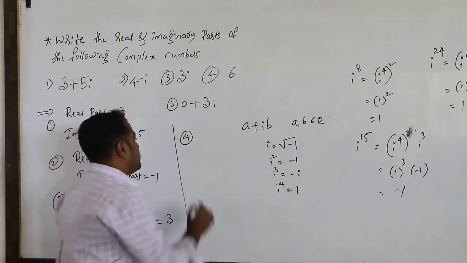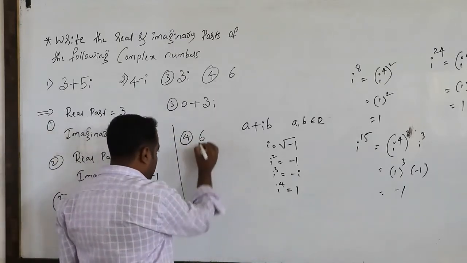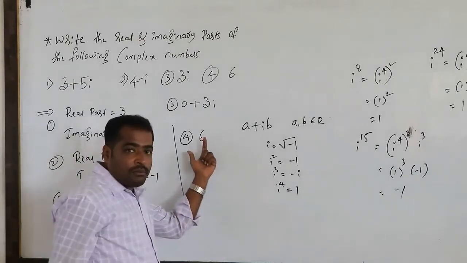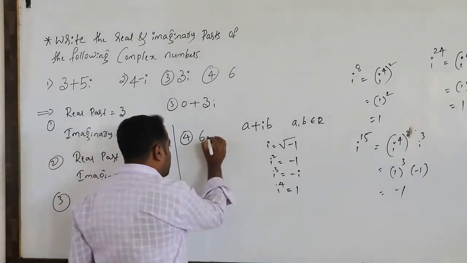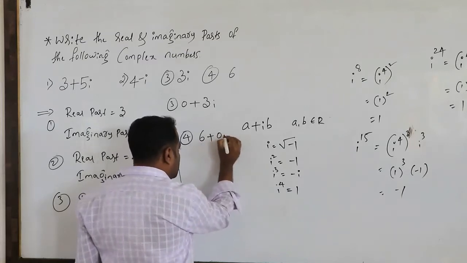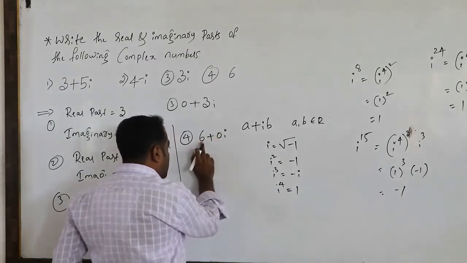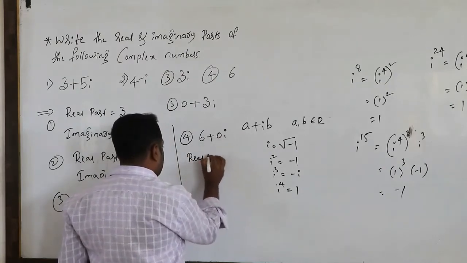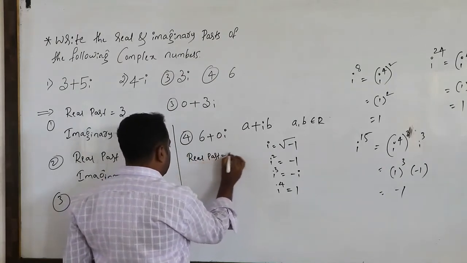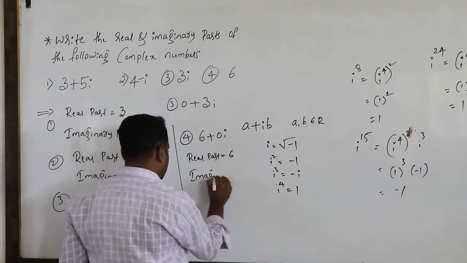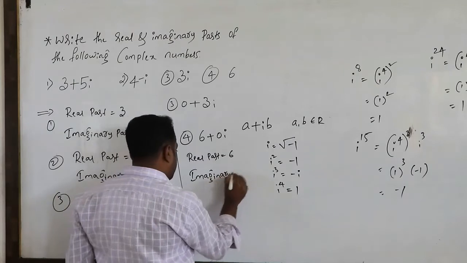Next, fourth one: 6 is given. In the form of a plus ib, the a value is given, the b value is not given, which means the b value is 0. You can write it in the form of a plus ib as 6 plus 0 into i. a value is 6, b value is 0. Real part is 6, imaginary part is 0.